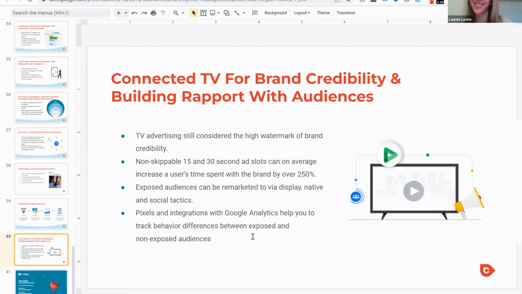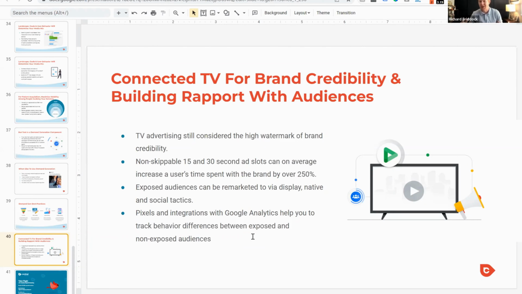Here we are. Yeah, I think that's totally right. Connected TV is an example. It's never going to drive patient acquisition at a CPA that search will. But what it's going to do is give you brand credibility, right? Because being on that big screen at home is, for most consumers, the high watermark of brand credibility. They're on TV, they must be a credible brand.